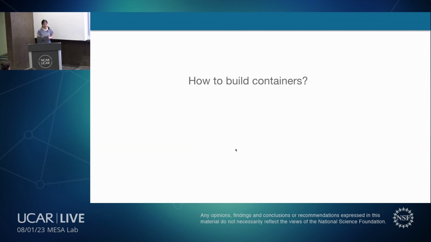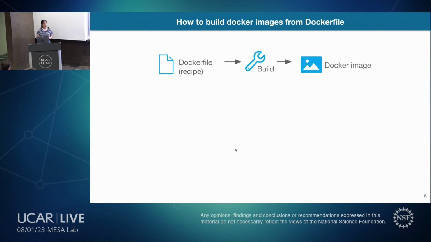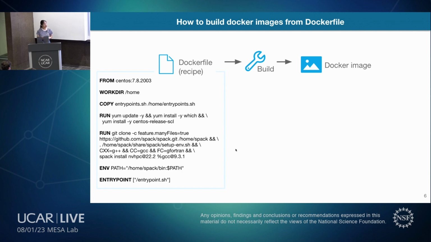Okay, so how can we build containers? The most basic way to build a Docker image is from a Dockerfile. A Dockerfile is like a recipe that includes all the things we need. This is an example of a Dockerfile. It has some syntax and keywords that we can use to build. For example, FROM means that we build from a base image. And with COPY, we can copy the files from the host system to the image. And with RUN, we can install the packages and libraries. We can also set the environment and set the entry point, which is a script that will run at the beginning of the container.